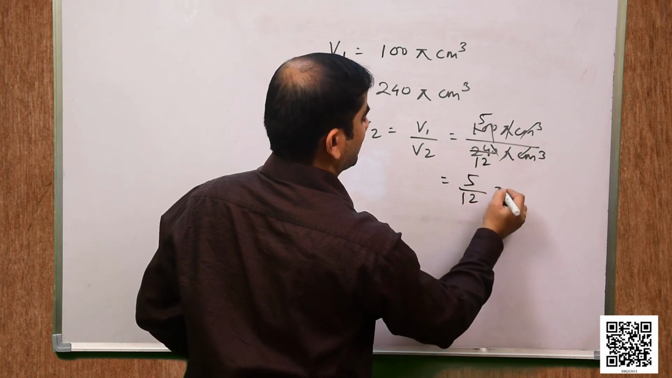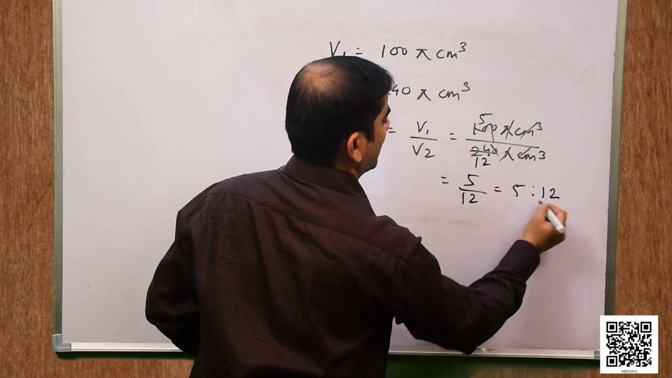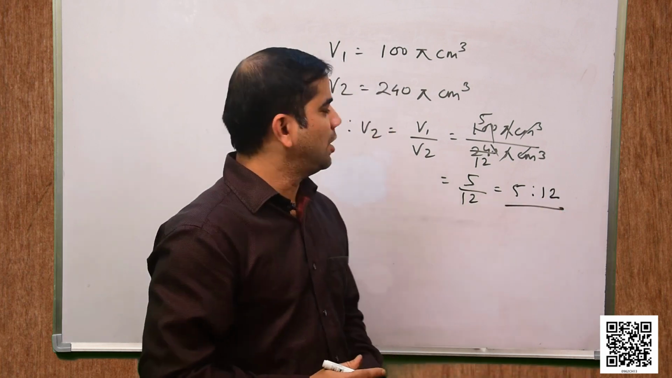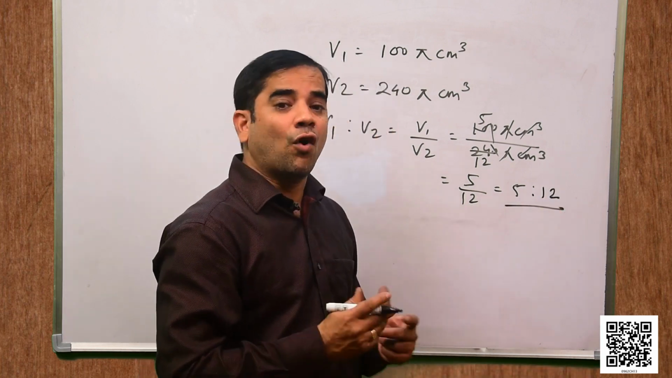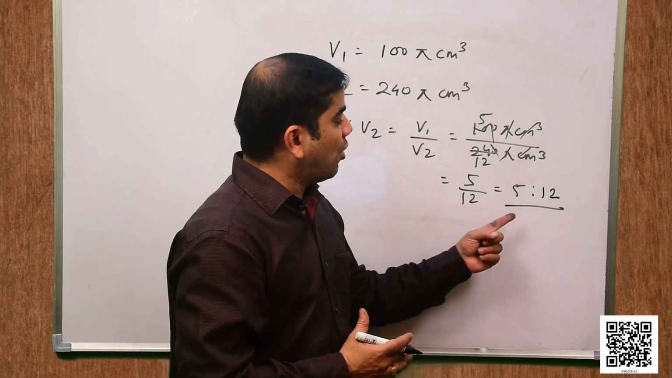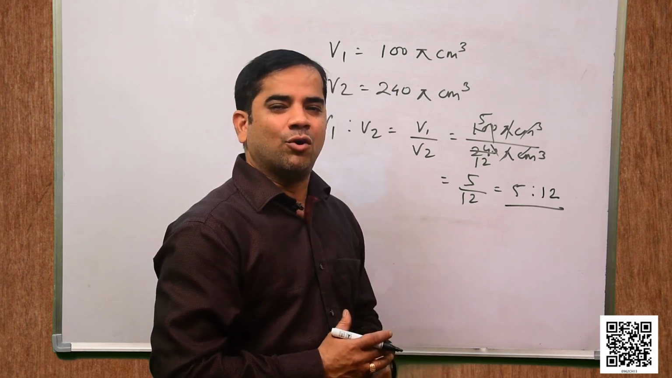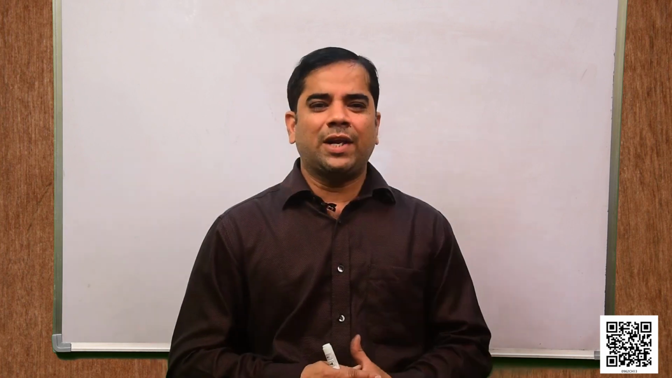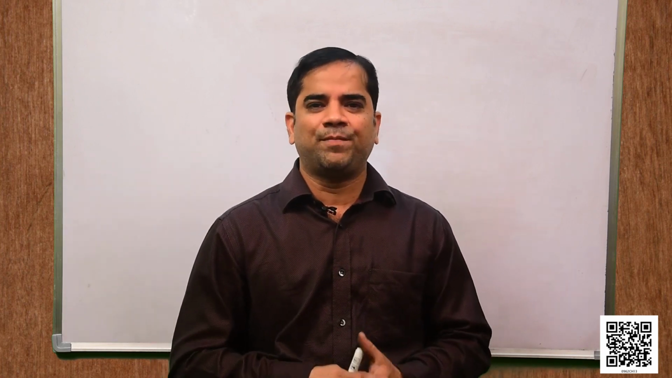Five by 12, that is 5 is to 12. So, the ratio of the volumes is found to be 5 is to 12. Hope you understand. Students, let us now solve question number 9.